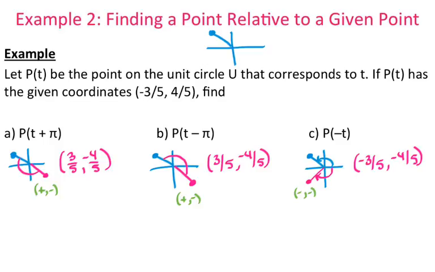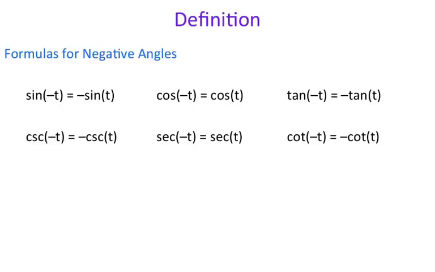Now letter C actually leads us into the next part of our notes, which is looking at negative angle measurements. So we have these formulas for negative angles. If I have sine of negative t, that's the same thing as negative sine of positive t. If I have cosine of negative t, that's the same thing as cosine of positive t. If I have tangent of negative t, that's the same thing as negative tangent of t. And here's why that works.